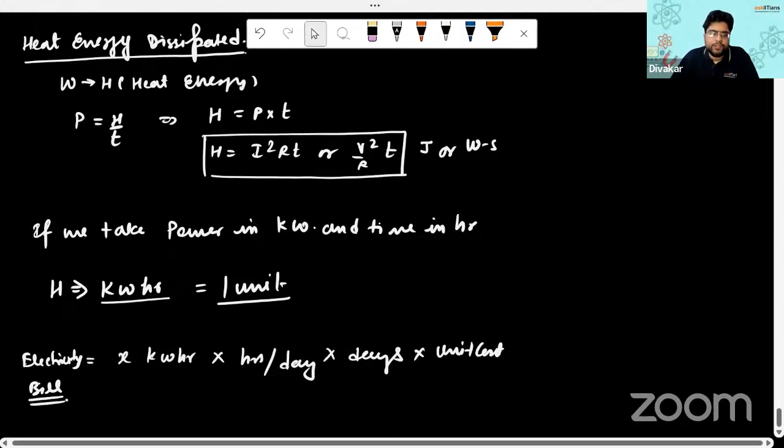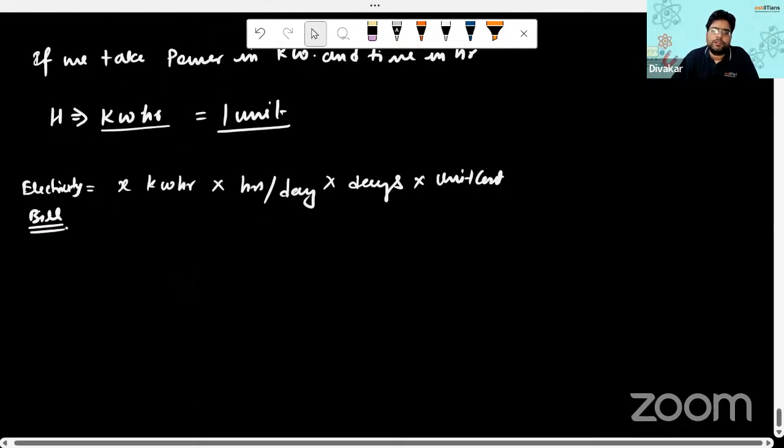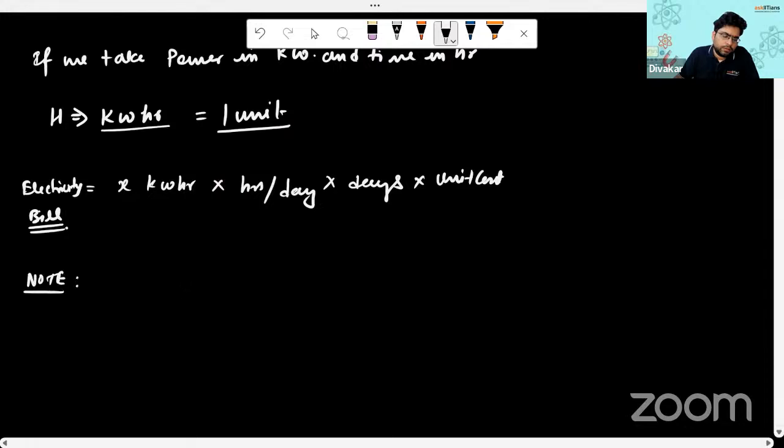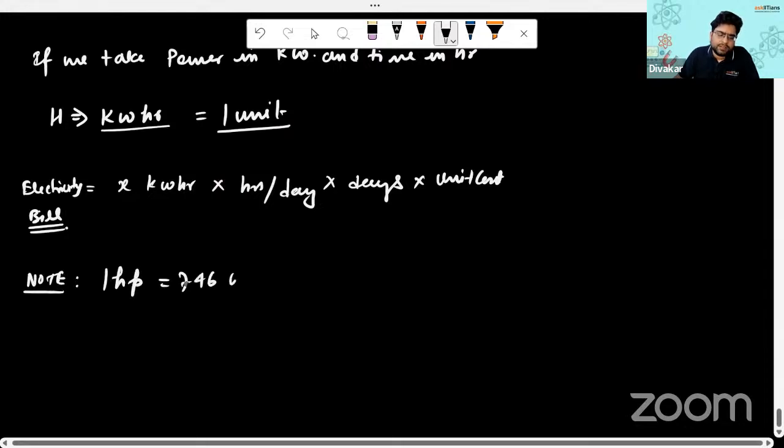One very common unit of power is horsepower as well. Although it's not the SI unit, it is equal to 746 watts. But don't worry, this has nothing to do with the unit calculation that you have.